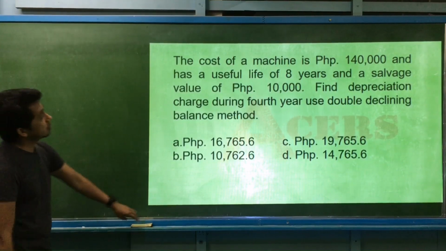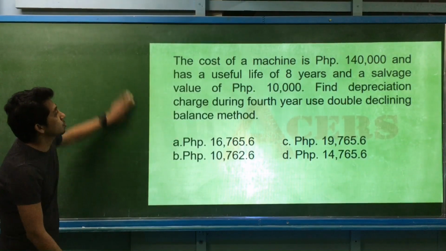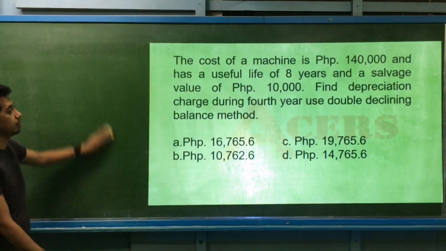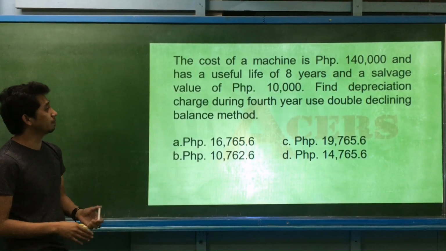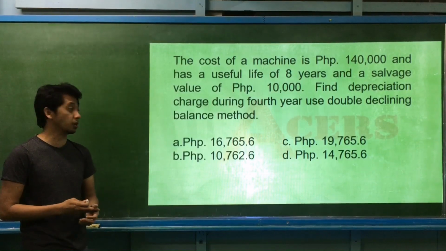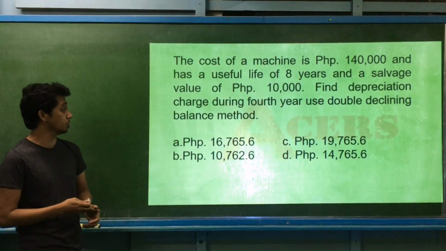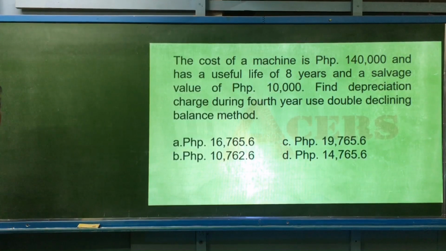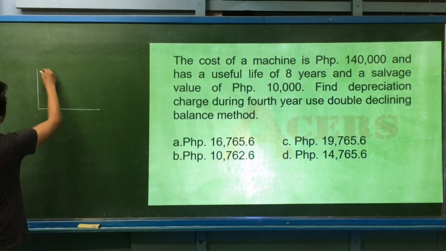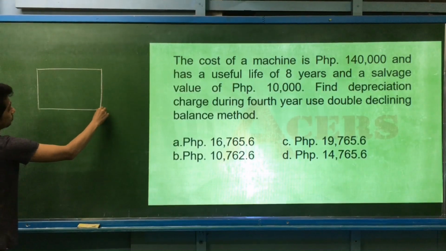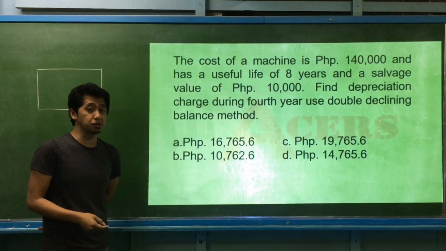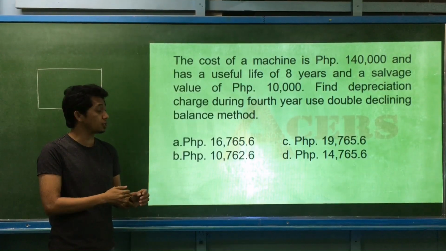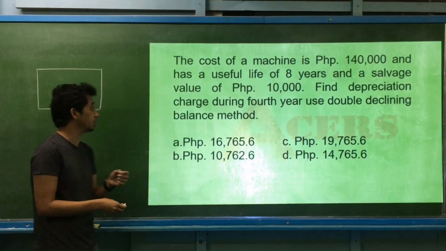Next example, so the cost of a machine is 140,000 and has a useful life of 8 years, with a salvage value of 10,000. So find the depreciation charge during the 4th year using the double declining balance method. So babalikan natin yung diagram. Take note na ang tinatanong is hindi yung total depreciation on the 4th year, yung depreciation charge during the 4th year lang.